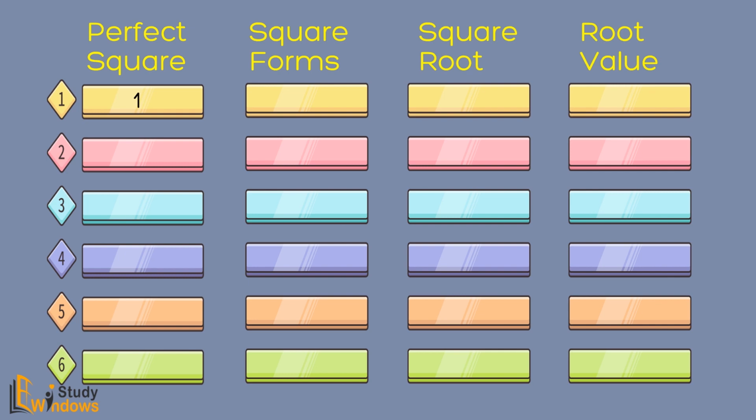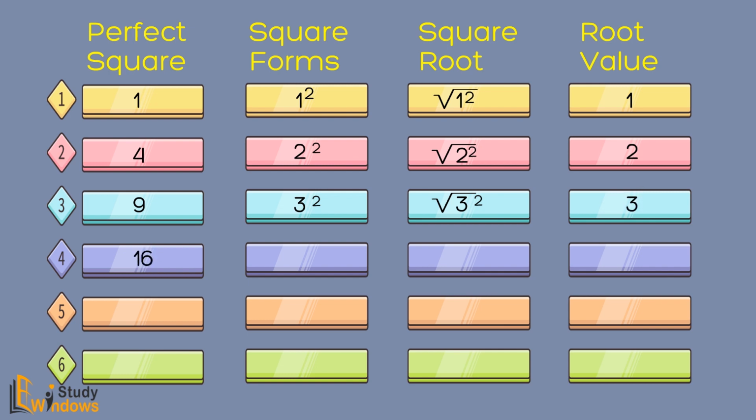1 is a perfect square. We can write 1 as 1 square. So, square root of 1 square. Hence, the value is 1. 4 is a perfect square. We can write 4 as 2 squares. So, square root of 2 square. Hence, the value is 2. 9 is a perfect square. We can write 9 as 3 squares. So, square root of 3 square. Hence, the value is 3.